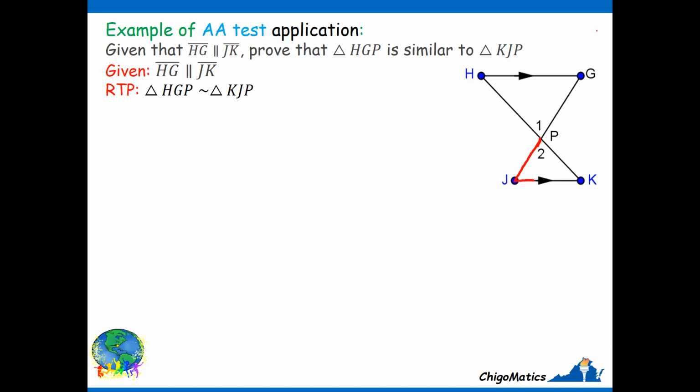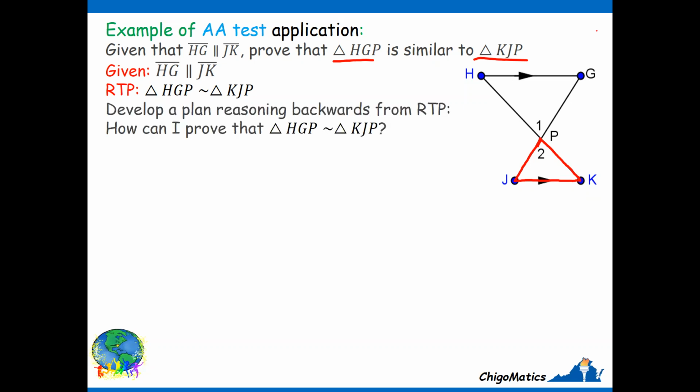So this is one of the triangles. Then the one in black is the other one. Those are the two triangles we are trying to check whether they are similar, right? But you realize that here we don't need to check which are the corresponding sides because that is already given for us. It's written for us. Now, we have to develop a plan, reasoning backwards from what is required to prove.